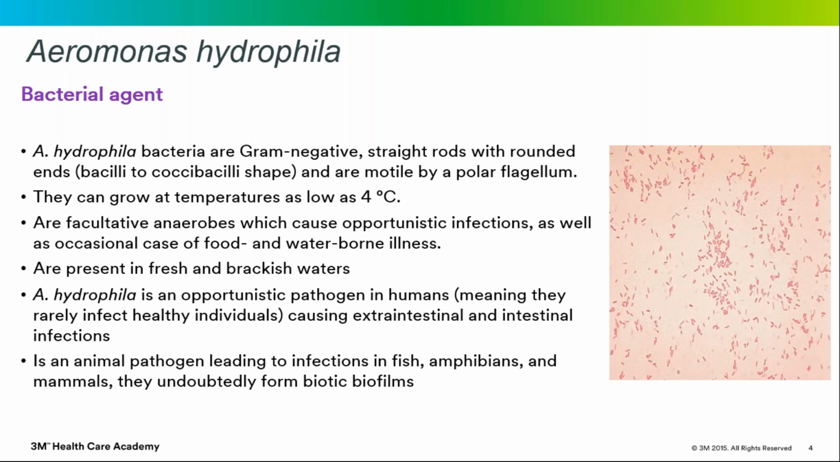Aeromonas hydrophila is an opportunistic pathogen in humans, meaning they rarely infect healthy individuals, causing extraintestinal and intestinal infection. It is an animal pathogen leading to infections in fish, amphibians, and mammals. They also form biofilms.